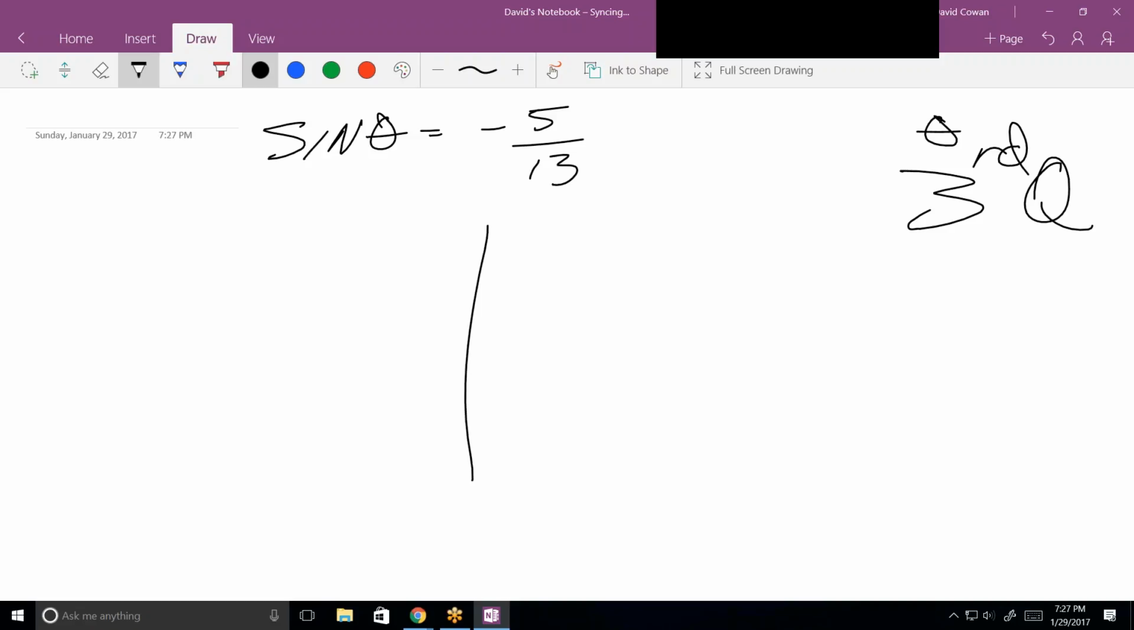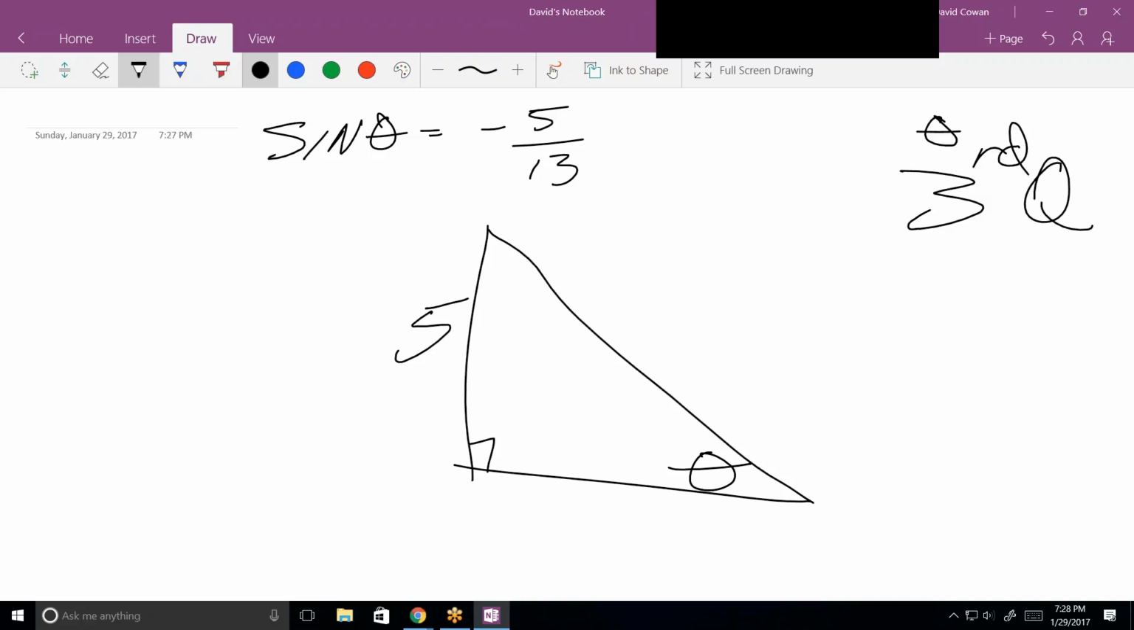Draw a triangle and label theta. I should always say draw a right triangle. It does have to be a right triangle. It can't be just any triangle. Right. Okay. So the side opposite from theta is negative 5. Sorry. And the hypotenuse is 13. Okay.